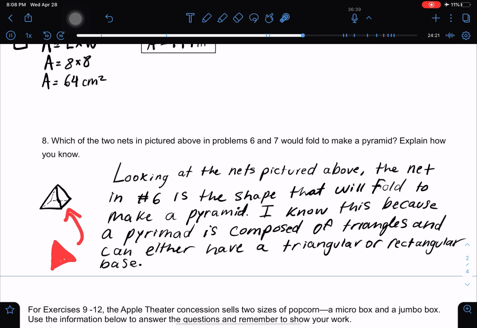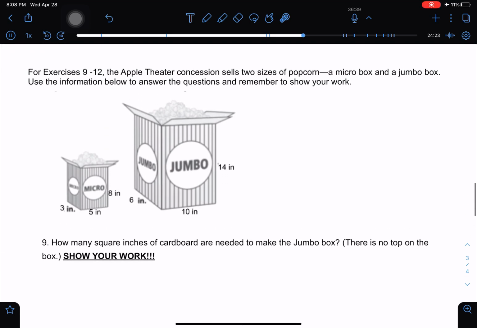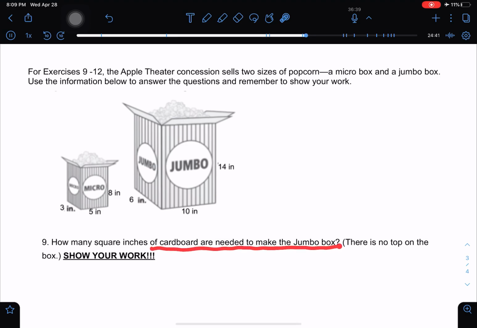Moving on to numbers 9 through 12, we have a real scenario problem here where we're given 2 different sizes of popcorn. One size is the micro box, the other is the jumbo box. We're going to use the information they give us to find the amount of cardboard that is needed to make the jumbo box. So that is our first problem in number 9. So we're going to take a look at that jumbo box and try to figure out, again, the amount of cardboard that is needed.